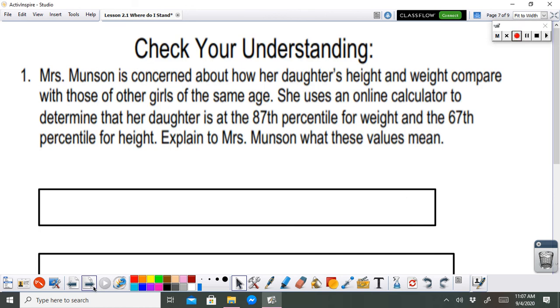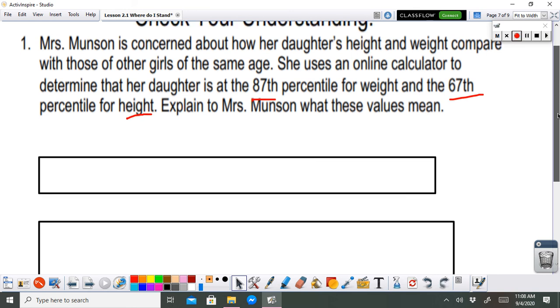Mrs. Monson is concerned about how her daughter's height and weight compare with those of other girls of the same age. She uses an online calculator to determine that her daughter is at the 87th percentile for weight and 67th percentile for her height. Explain to Mrs. Monson what these values mean. Pause the video, try it on your own first, and come back to check the answer.